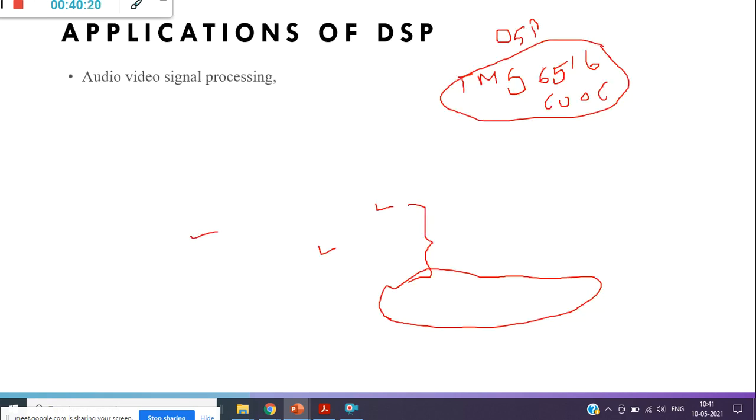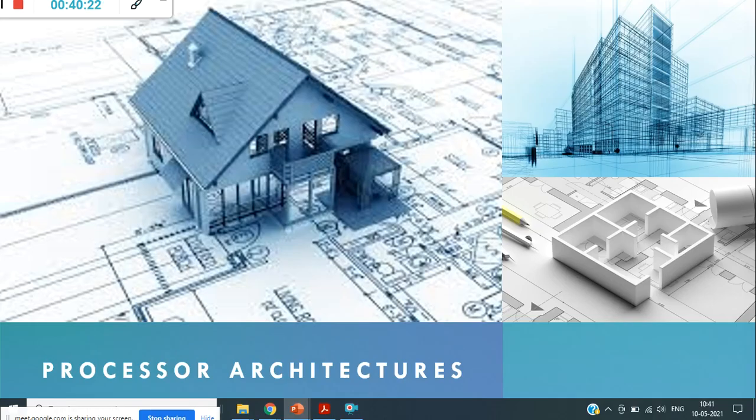Okay. Our next topic is processor architectures. As we see in the figure, whenever I build any home, that particular home will have its own architecture, right?